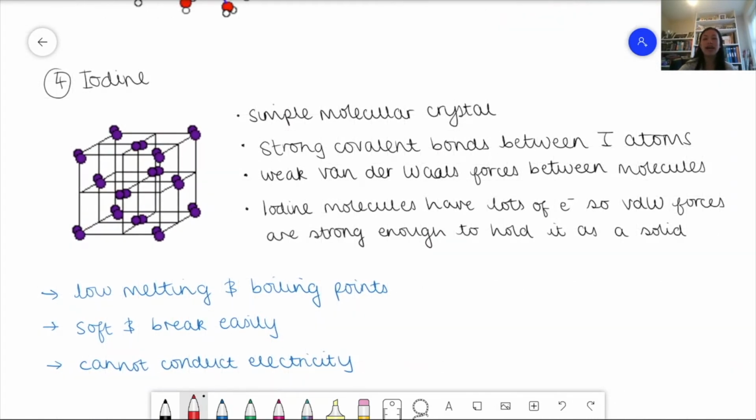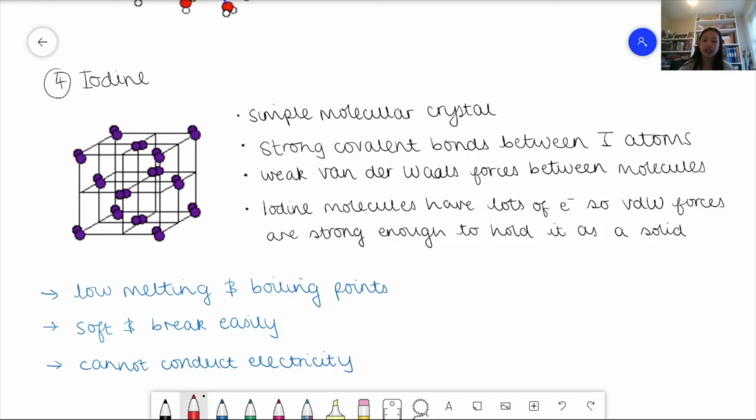Example number 4 is iodine, and it's a simple molecular crystal, so it's covalently bonded, but it's not a macromolecular structure, so it's not a giant covalent. There are strong covalent bonds between the iodine atoms, but there are weak van der Waals forces between the molecules. The iodine molecules have lots of electrons, so the van der Waals forces are strong enough to hold it as a solid, like a crystal.